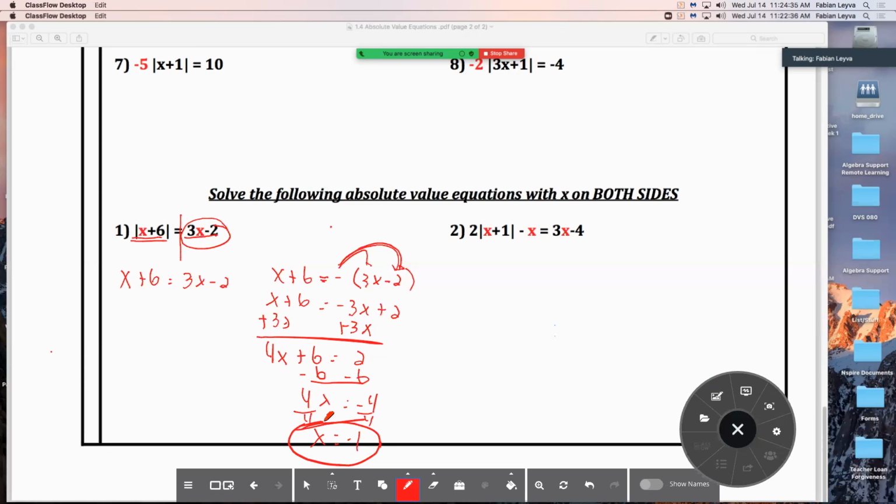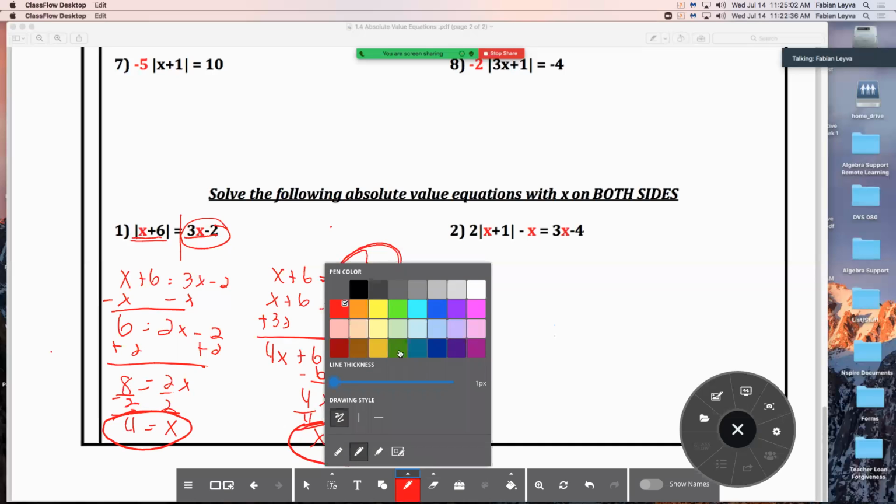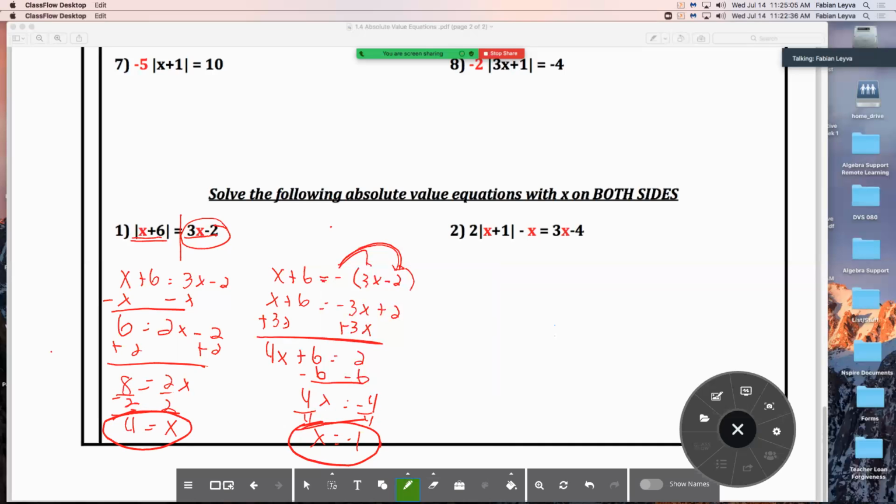Now, let's go ahead and solve the first one. So minusing x on this one, you end up with 6 is equal to 2x minus 2. Don't forget to add 2 to both sides to end up with 8 is equal to 2x. Dividing by 2 on both sides will give you that 4 equals x. All right, so if you weren't paying attention to me, that is okay, because this is very repetitive. But this is where you want to pay attention because this is where things get a little bit weird.